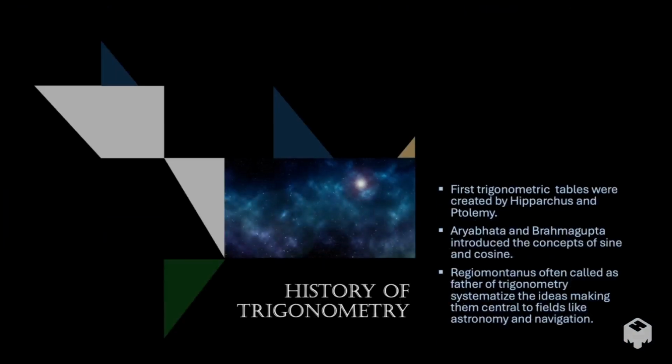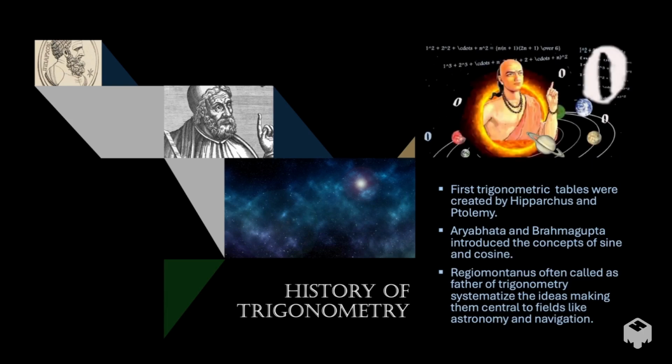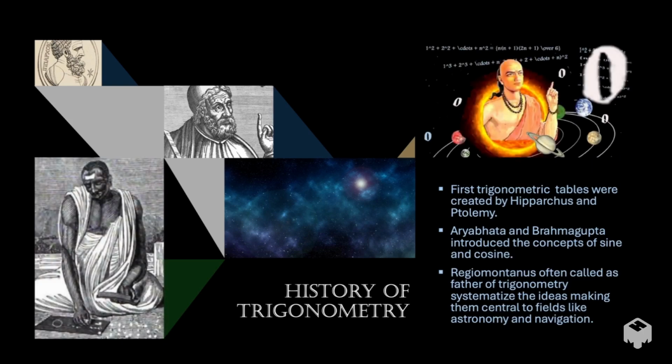Now, I'm going to take you through the history of trigonometry. Trigonometry has a long history that dates back to ancient civilizations like Egypt and Babylon, where early forms of geometry were used for practical purposes. Greek astronomers like Hipparchus and Ptolemy took this further by creating the first trigonometric tables to help with studying the stars and planets. Indian mathematicians, including Aryabhatta and Brahmagupta, introduced the concept of sine and cosine, which were later adopted and expanded by scholars in the Islamic world.